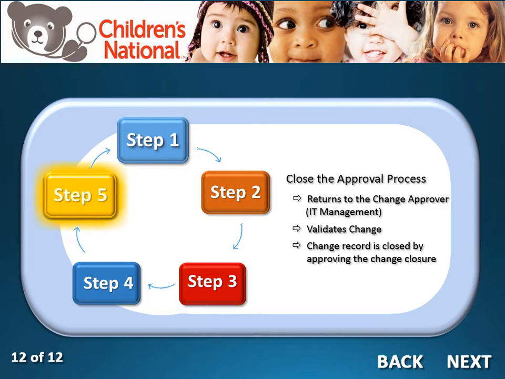Step 5. Close down approval process. Once the change has been implemented, it goes back to the change authorizer, IT management, to validate that it was completed and updated. They then close the change record by approving the change closure.